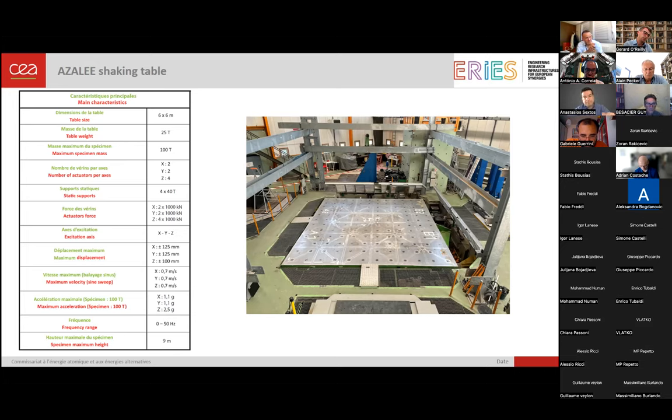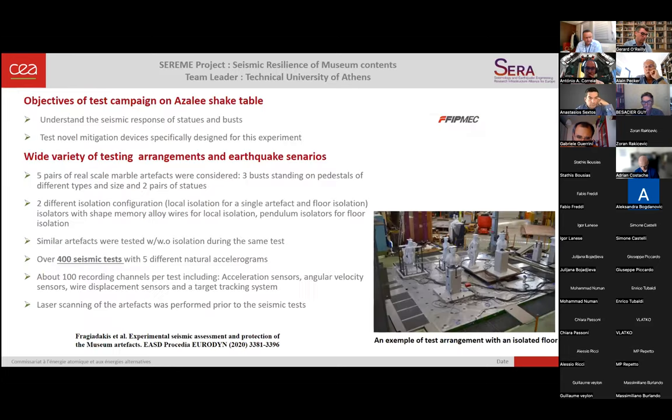The maximum height of the specimen we can put on the table is written as 9 meter, but I would say it's quite less. It's around 7 meter, which is quite high. So it means that, as I will show you in some examples after, we can perform tests on a scale one structure, obviously not always scale one, but we can have high and heavy specimens on the table.